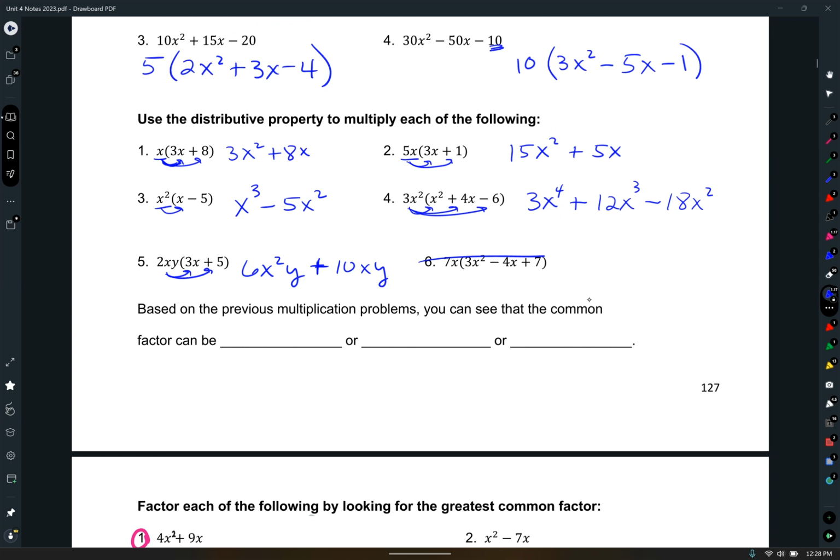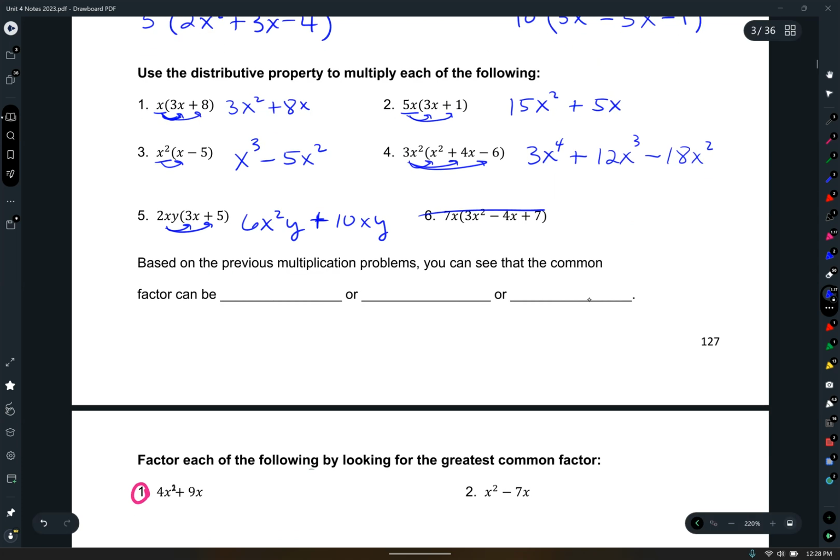That's just a duplicate. So based on the previous multiplication problems, you can see that the common factor, meaning the number out in front, can be numbers or variables or both.